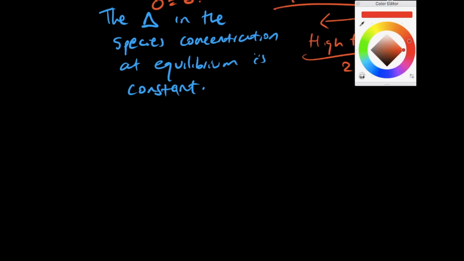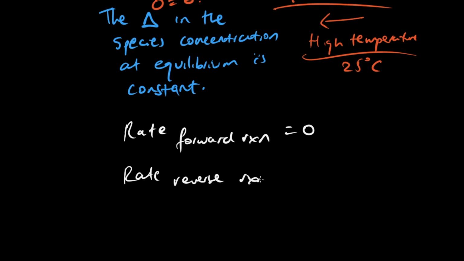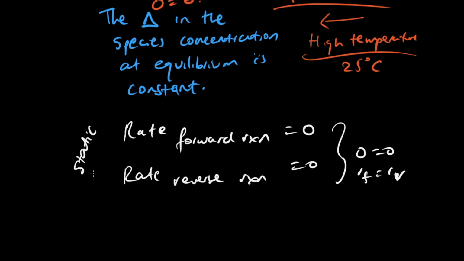Last thing, I'm just going to summarize that. So the rate of the forward reaction equals 0 for static, and the rate of the reverse reaction is also 0 for static, and then 0 equals 0, so the rate of the forward equals the rate of the reverse. So this is static equilibrium. When a chemical reaction or a system has reached static equilibrium, this is what happens, and the change in the concentration of species is also constant.